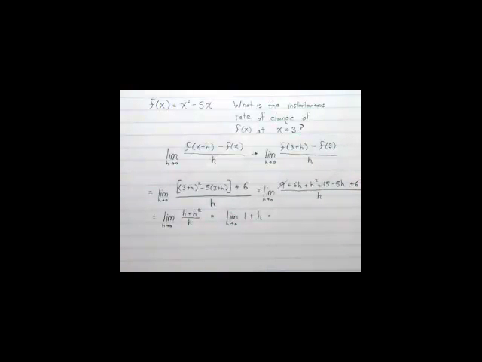What's 9 minus 15? Negative 6. Plus 6. So those are all gone. All right, so then I distributed that h, divided it out of both terms. So what's the answer now? What's the limit as h goes to 0 of 1 plus h? Just 1, right? Because you can plug it in now. So it's just 1. So what that means is at 3, we have an instantaneous slope of 1.